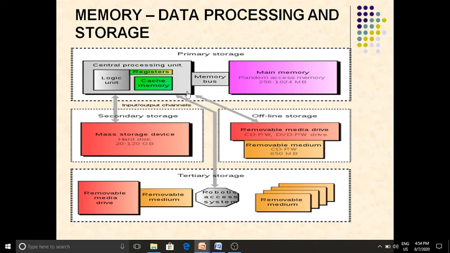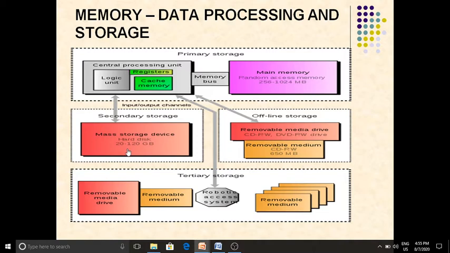Here the central processing unit is again connected to offline storage, removable media, that is CD-ROM, DVD read write drive, CD read write. These are removable media, that is external storage media. CPU is connected to this. This is offline storage, and this is secondary storage. Hard disk is secondary storage. Main memory is RAM, random access memory. Students, you can see here 256 to 1024 megabytes. This is the capacity of main memory, RAM. And secondary storage is hard disk, a mass storage device.